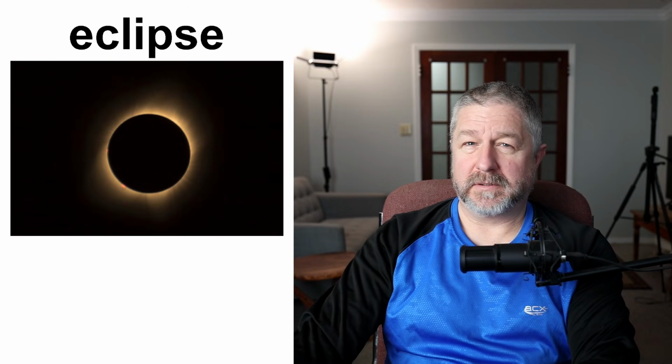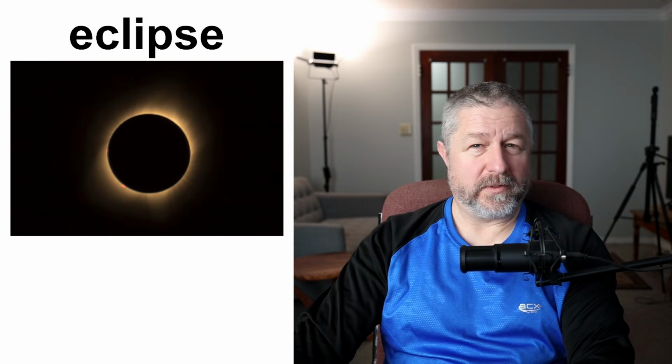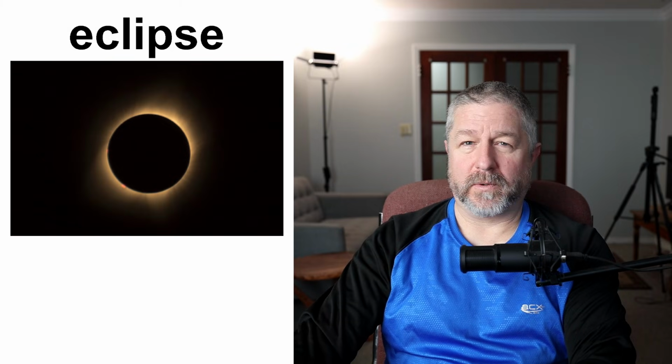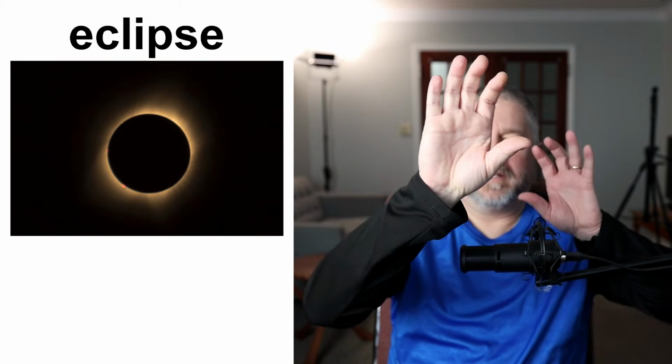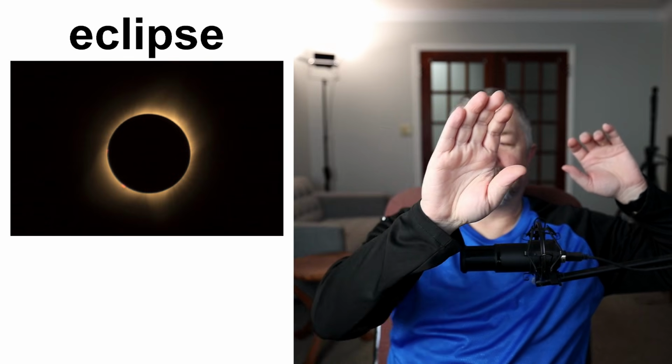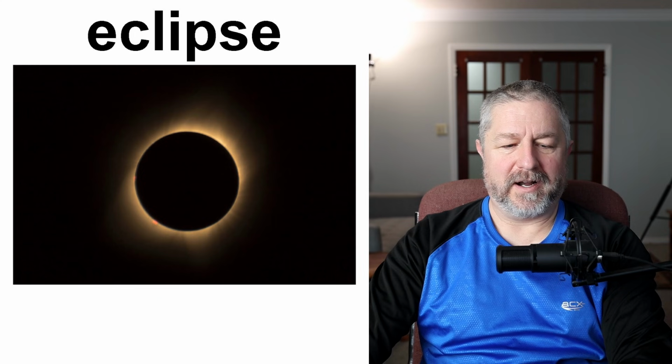I'm not sure the exact date, but an eclipse is when the moon goes between the earth and the sun, or when the earth goes between the moon and the sun. So a solar eclipse is when the moon crosses in front of the sun. Here, we'll do an eclipse right here. My face is the sun, and then this is a solar eclipse, right? And then don't look, you need special glasses. Otherwise you can damage your eyes.